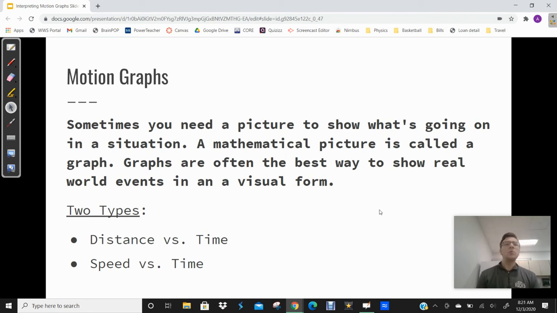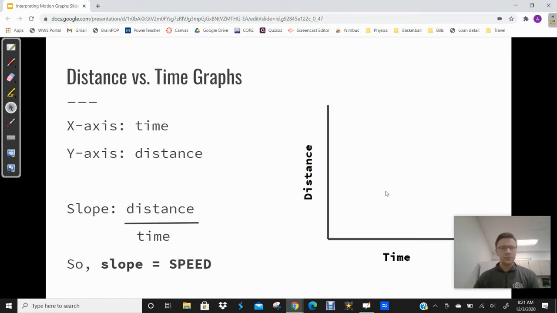Bringle, and today we're going to be talking about different types of graphs that show motion. Okay, so the two types of graphs that we're going to look at are a distance versus time graph and a speed versus time graph. Now, you've briefly been introduced to both of these types of graphs through previous notes, but we're going to cover them in a little bit more detail in this lecture.